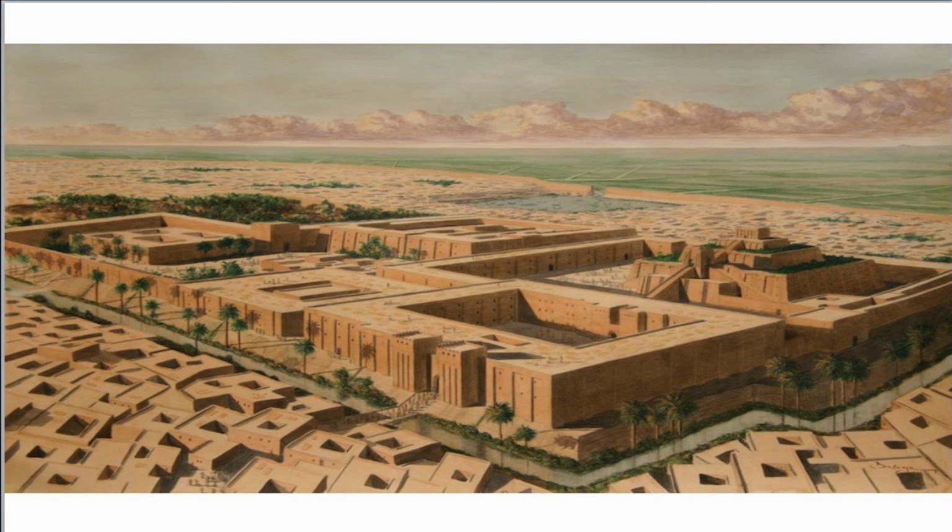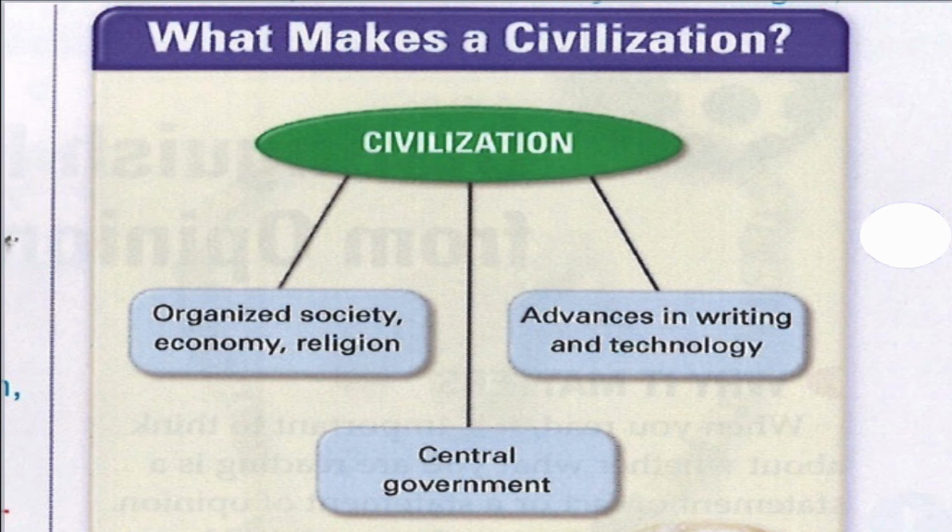Okay, and so kind of to summarize all of this, what makes a civilization? What are the important things we need to understand about civilization? Is that it's an organized society. It's got an economy, a strong economy, and it's got religion in it. There's a central government, somebody that runs the civilization as well, and then you also see advances in writing and technology.